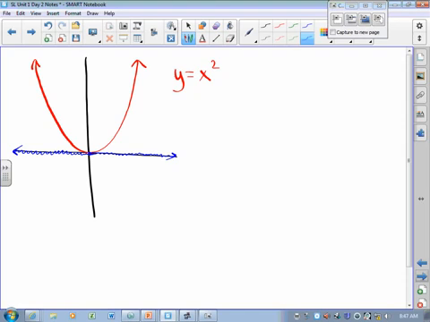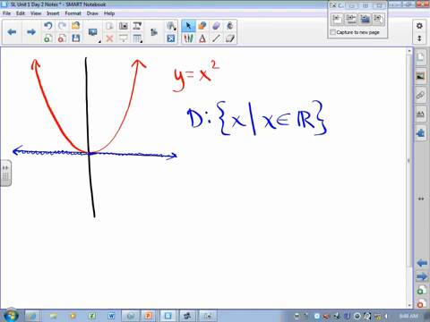Every x value is okay. And there are two ways to do that. One, we can say that the domain is the set of all x such that x is an element of the real numbers. Domain is a set. You have to give an answer as a set. And this is proper set notation.